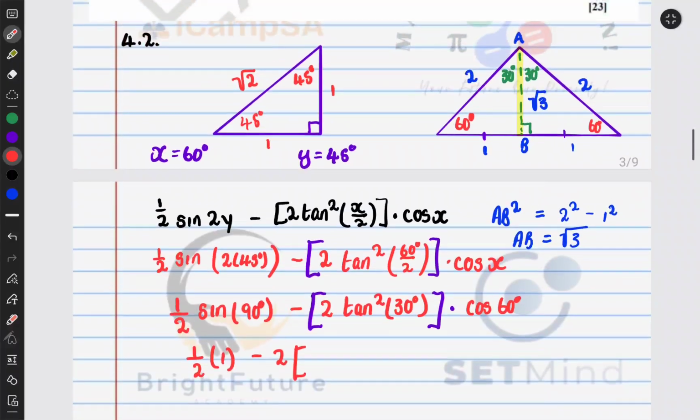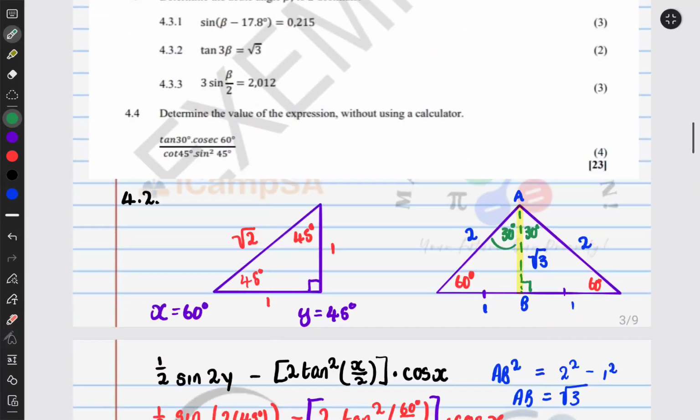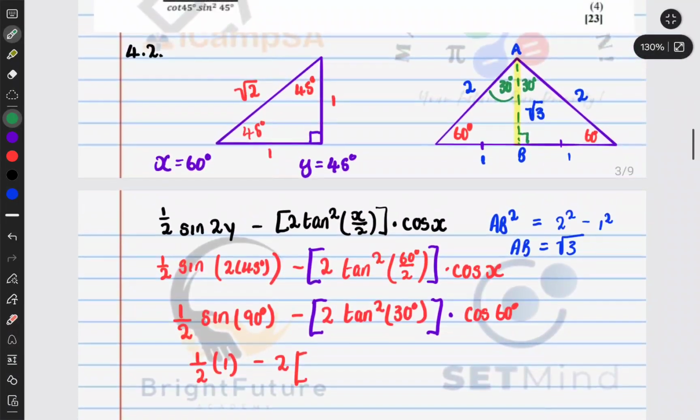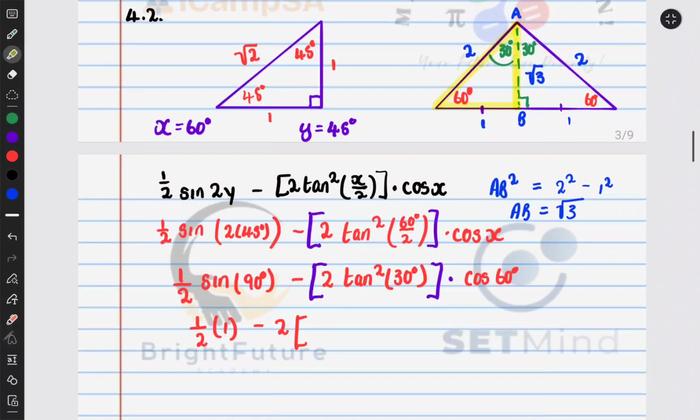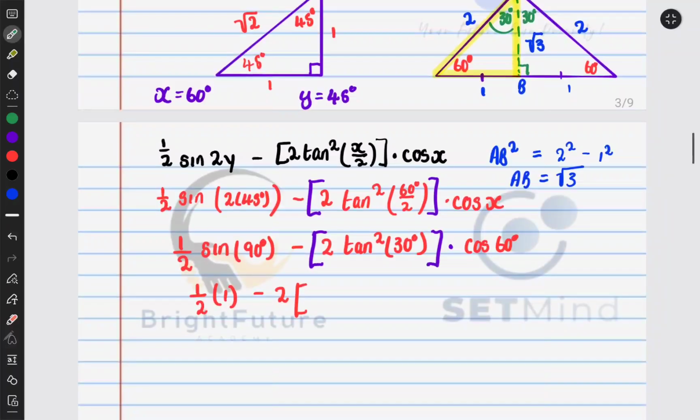What is tan of 30 degrees? Let's come here. We have this 30 degrees. Tan, remember, according to SOHCAHTOA, is opposite over adjacent. So let's just focus on one triangle, the yellow one. So tan 30 is opposite. The opposite side to 30 degrees is going to be this one, which is 1 over adjacent, which is root 3. So tan 30, we're going to have 2 multiplied by, why did I put it outside of the bracket?